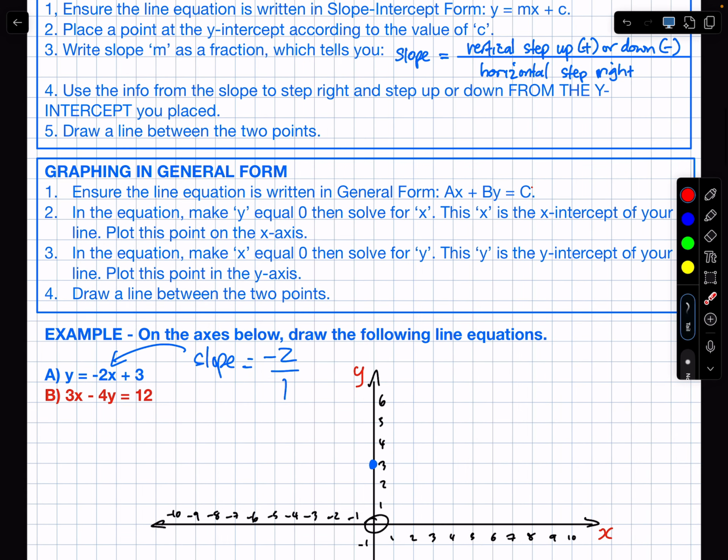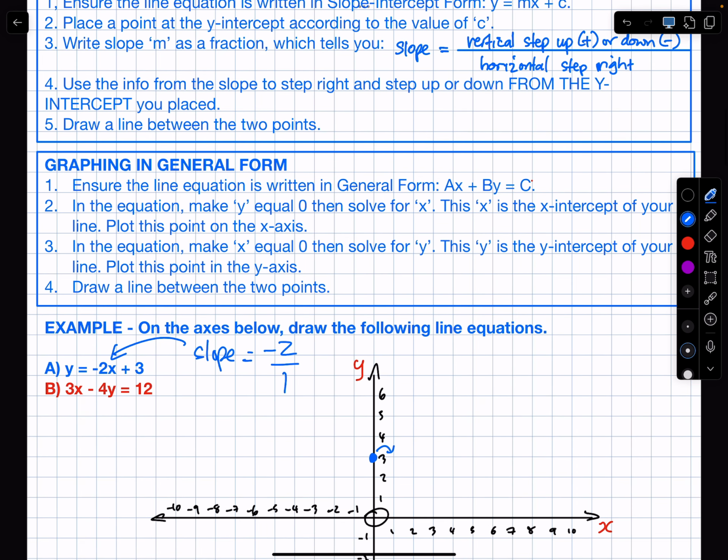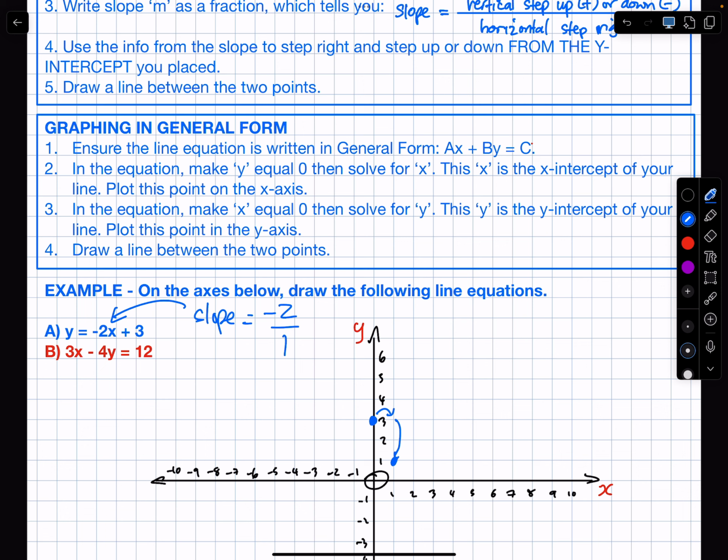I'll go into my dot. From my y-intercept, my line goes to the right once. And how far down? Twice. So now I put a second dot there. Can I draw a line through those 2 dots? That is how you draw a line in slope-intercept form.